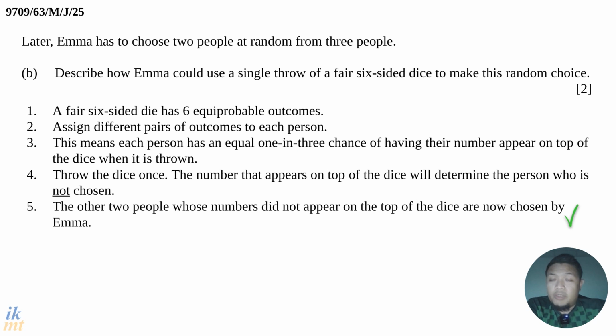Okay, so the 2 marks are for clearly mentioning how you're going to assign the outcomes to the persons and how you're going to make the choice. So in this case, the choice is made by having the result of the dice throw determining who is not chosen. Okay, that's a very important detail there. All right, so if you do get this answer, that means you have done a good job.